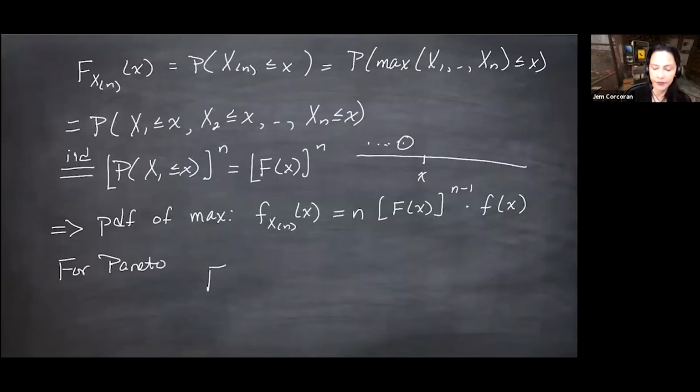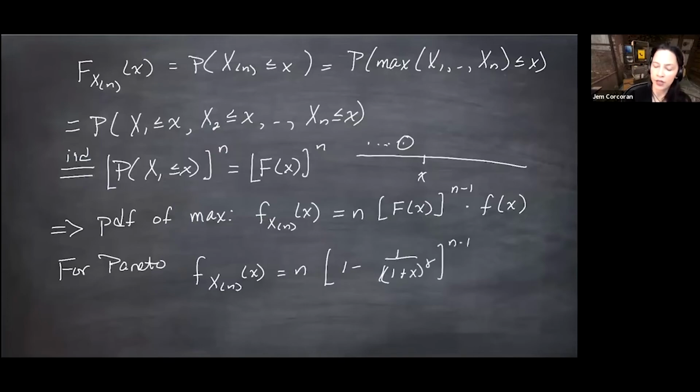The PDF for the maximum is going to be n times 1 minus 1 over 1 plus x to the gamma, to the n minus 1, times gamma over 1 plus x to the gamma plus 1. And this is going to live on 0 to infinity because it lives on the same support as the original. So there's no name here.